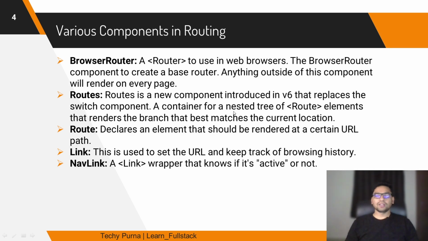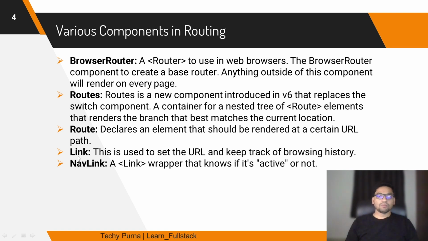Basically, Routes is a container for a nested tree of Route elements that renders the branch that best matches the current location. So Routes is the container under this BrowserRouter parent component, and this is kind of a placeholder where we are going to place a lot of routes, and each route will have a URL and the mapping to the specific element, or you can say the component, right? So what is Route? It declares an element that should be rendered at a certain URL path. So basically the URL path that we are defining.